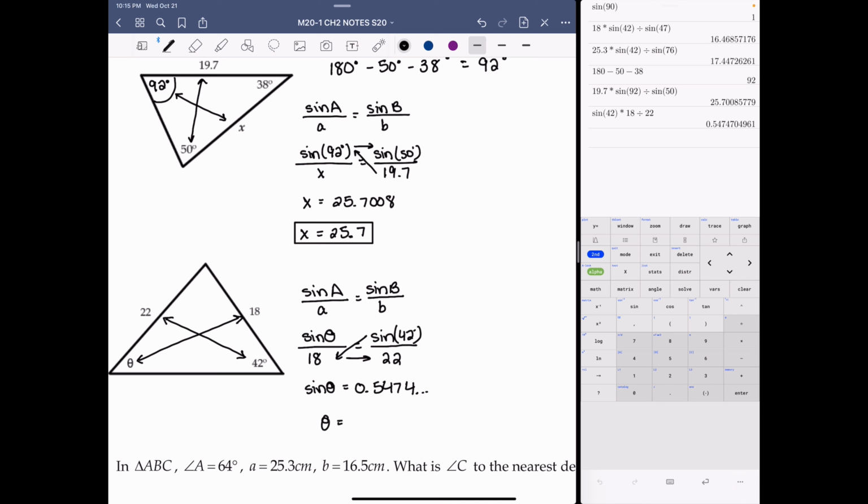So to find the angle, we do the sine inverse of that value, 0.5474, etc. In my calculator, I go second sine to get sine inverse, and then I can push second and then the negative button to tell the calculator to put the last answer in there, and then enter to calculate, and we get theta equals 33.1936. So rounding to the nearest whole number for angles, theta equals 33 degrees.